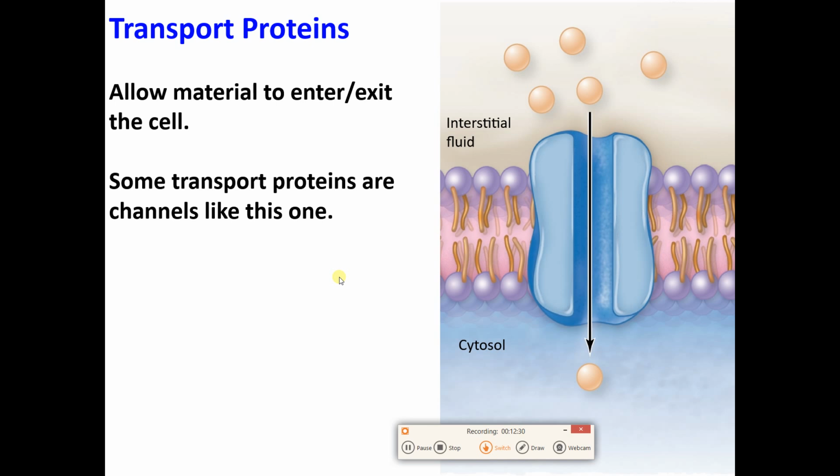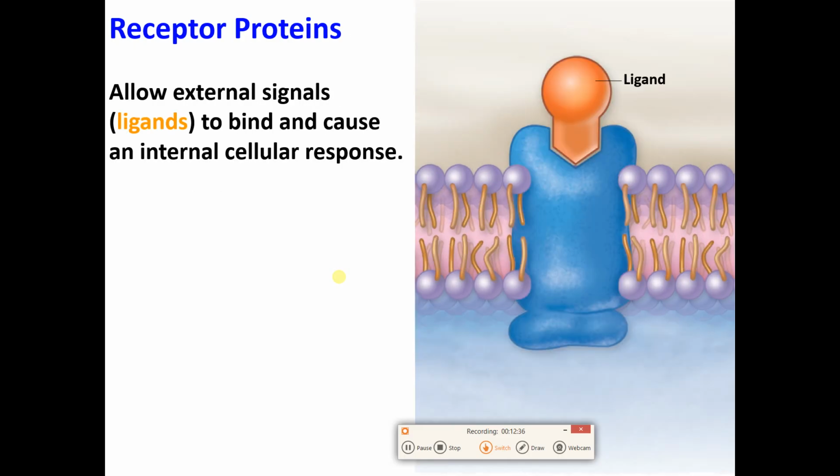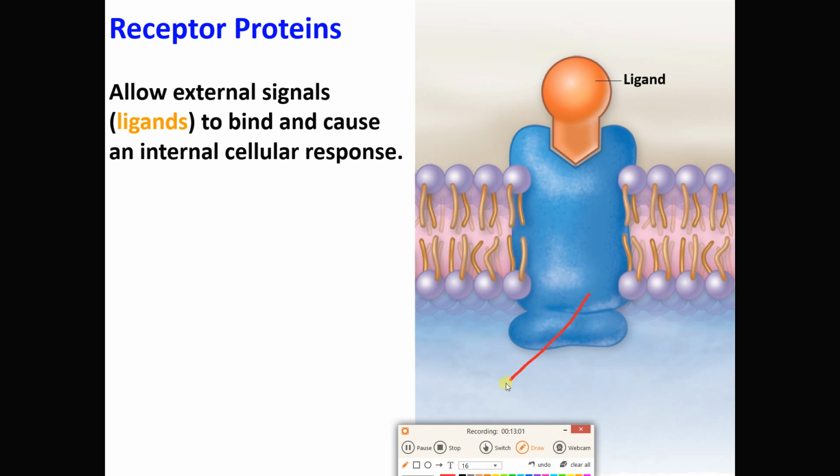All right, but channel proteins are not the only way proteins can do transport. As we're going to see, there's a couple other ways too. We'll get to that in a moment. But for now, let's look at some receptor proteins. This is a receptor protein. So the receptor protein is binding to an external signal. An external signal is called a ligand, and the ligand is binding to this receptor protein. And it's not depicted, but the receptor protein is going to cause something to happen. There's going to be some sort of response.